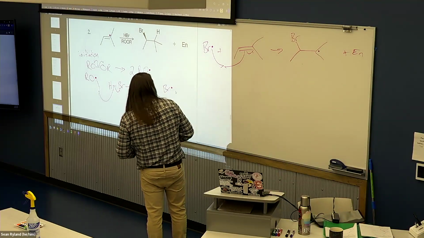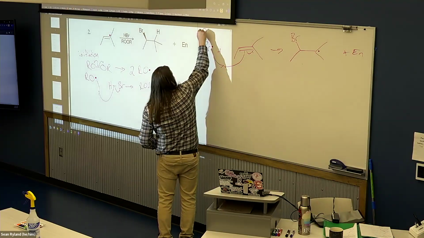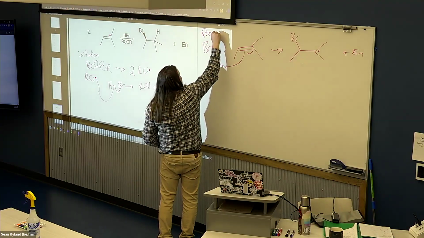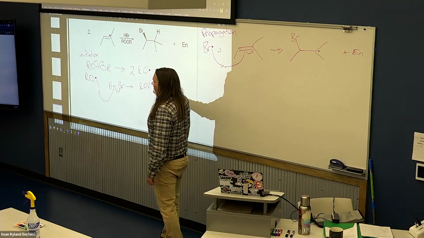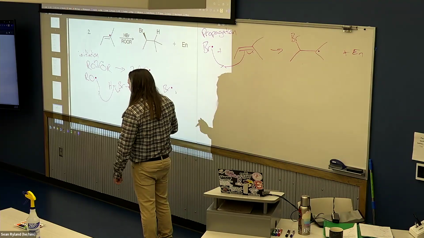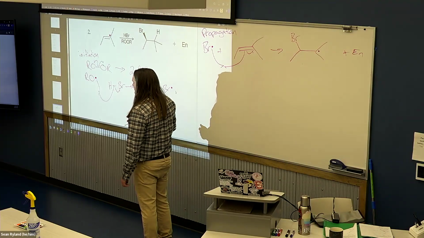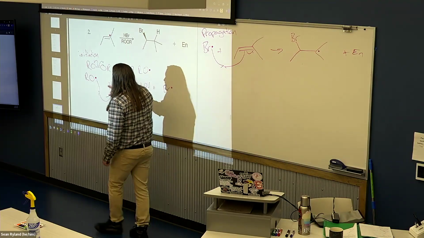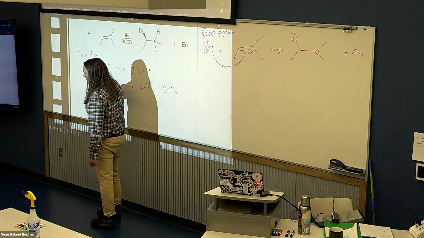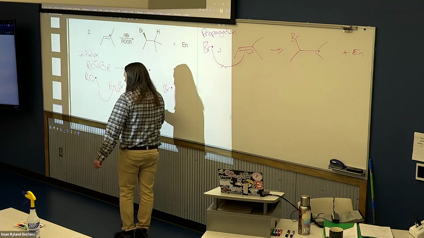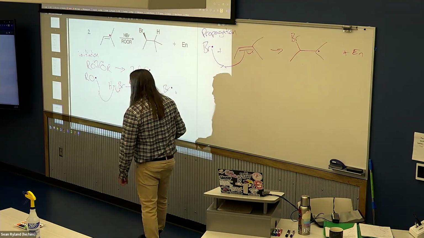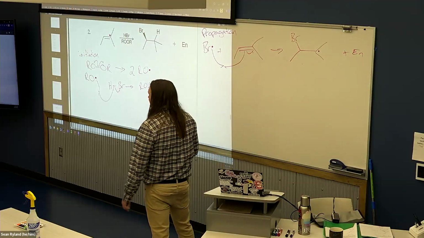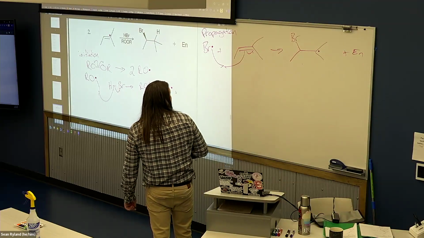So it's not a propagation. So this is propagation, yes. Because we know that even though this is technically a propagation step, because we end with the same number of radicals we started with, we know that this is not going to show up in our final product. And neither is this ROH. It's not showing up as our final product, so it's not going to be part of the reactions that we sum up for propagation steps.